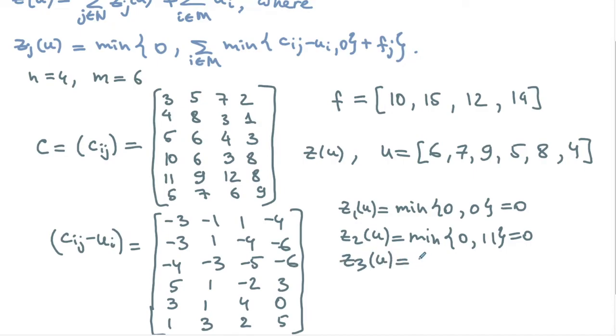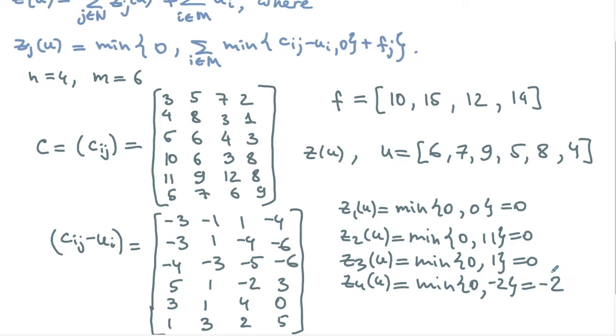z3 of u is the minimum of 0, and now we are summing up the negative entries in the third column. So negative 11 plus 12 is 1, and once again the minimum is 0. And for z4 of u, we have the minimum of 0, and summing up the negative entries in the fourth column, we obtain negative 16 plus 14 gives us negative 2. So z4 is negative 2.